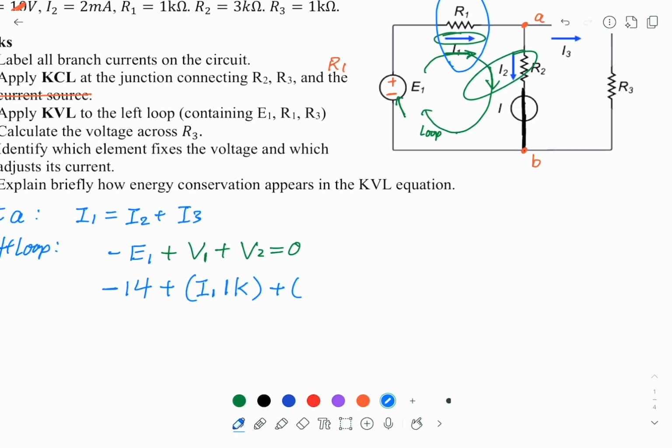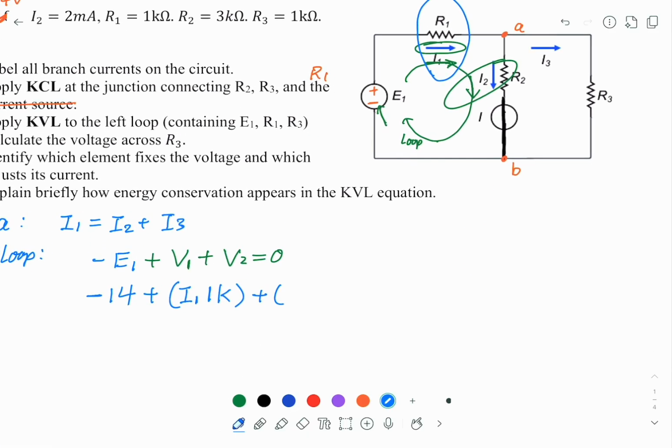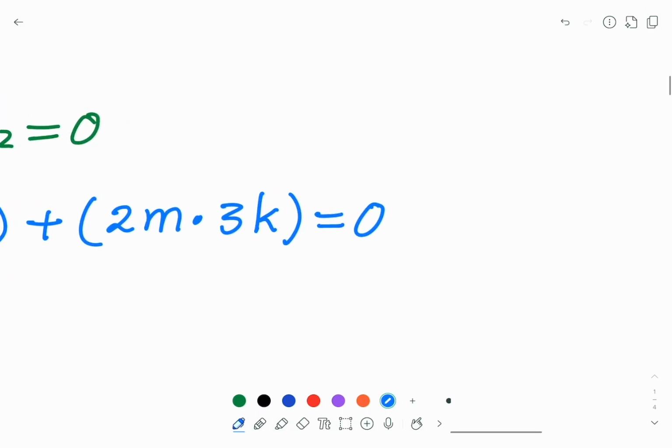V2. V2 is again the voltage rise across R2, which is I2 multiply R2. So I2, we know this is 2 milliamp, but we just put 2 milli. Multiply, R2 is 3k ohm, so 3k. The reason we don't keep the unit but the prefix is the prefix itself a lot of time can simplify our calculation.